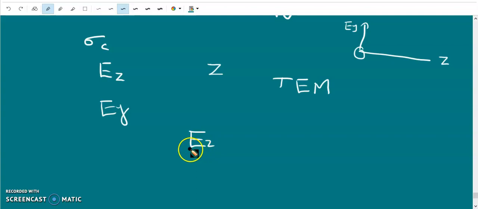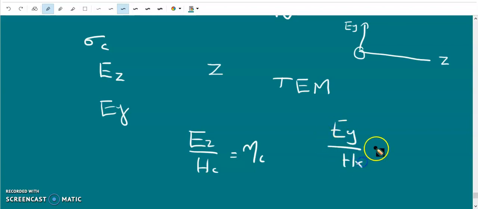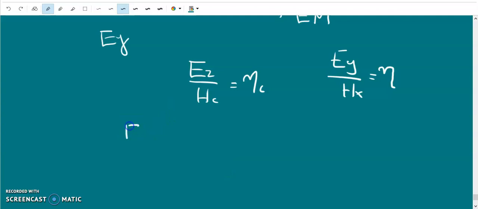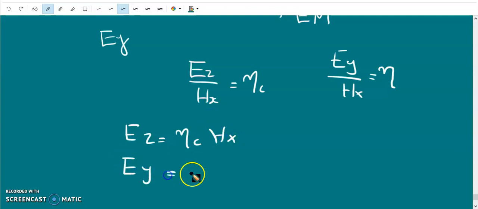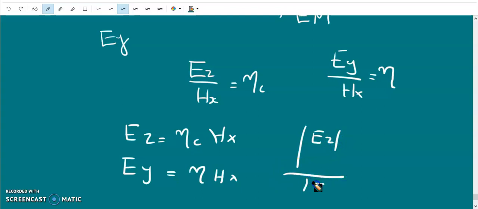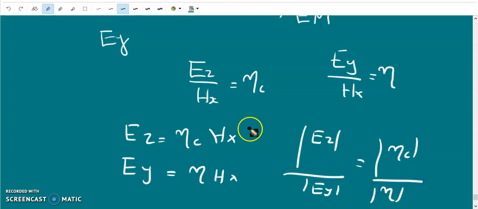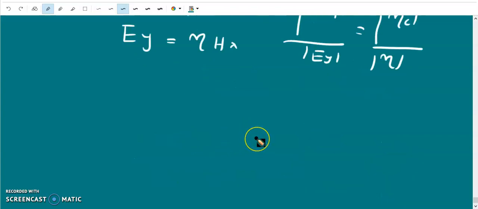We know that Ez by Hx is equal to eta c, and Ey by Hx is the intrinsic impedance of the medium. So Ez can be written as eta c Hx, and Ey can be written as eta Hx. So modulus Ez by modulus Ey is equal to modulus eta c by modulus eta. So Hx will cancel. So we know that eta is root mu by epsilon, and 1 over eta is root epsilon by mu into magnitude of eta c.